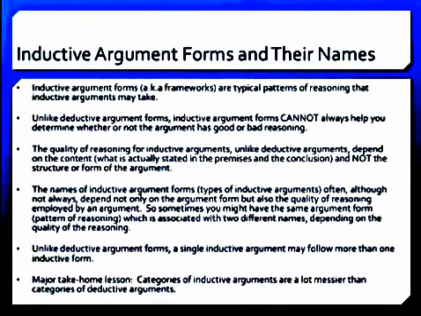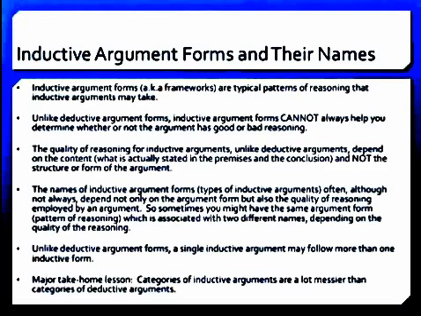Now, because the quality of the argument in terms of its reasoning, whether it has good reasoning or bad reasoning, cannot be determined by the form or the pattern of the argument, it's also the case that the names of inductive argument forms often, although not always, depend not only on the argument form but also the quality of reasoning employed by an argument. So sometimes you might have the same argument form, or pattern of reasoning, which is associated with two different names depending on the quality of the reasoning.